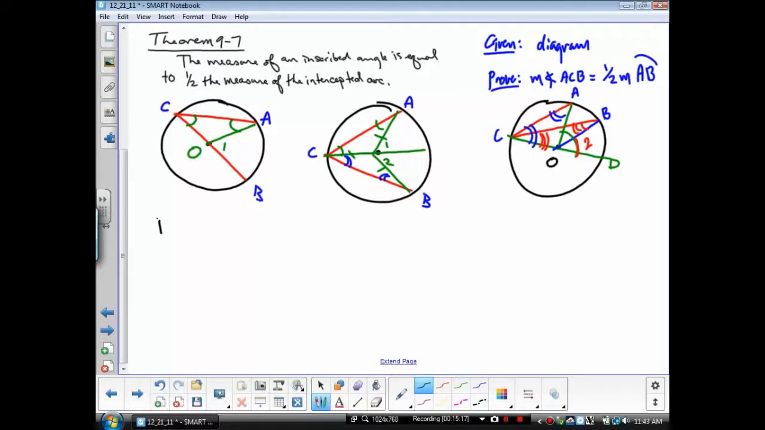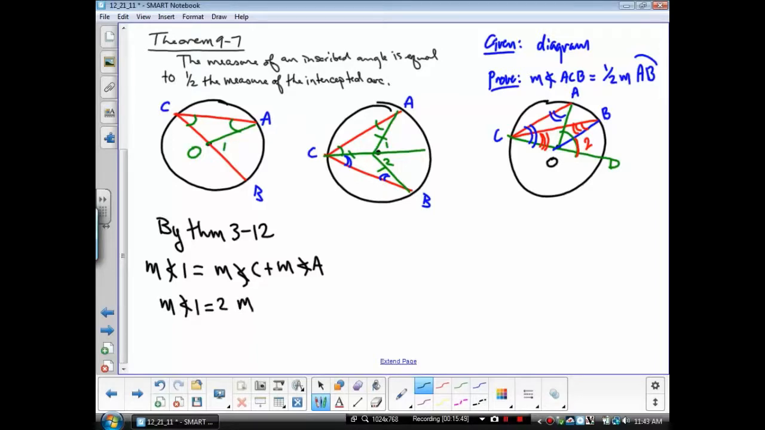So I know then, by theorem 312, that the measure of angle 1 is equal to the measure of angle C plus the measure of angle A. And since C and A have the same measure, by substitution, I could say then that the measure of angle 1 is 2 times the measure of angle C. Which means that angle C will be half the measure of angle 1.